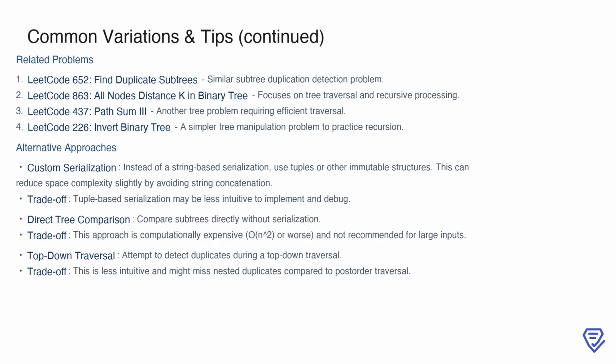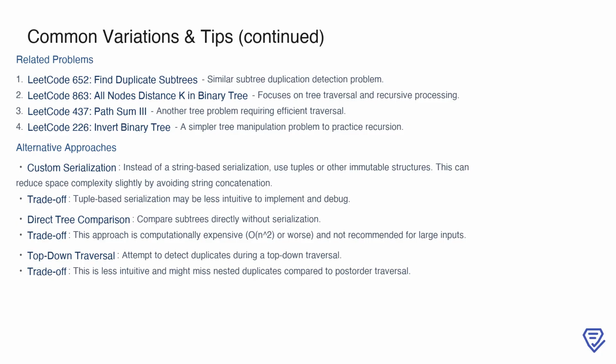Beyond problem variations, you might explore alternative approaches for solving this challenge. For instance, custom serialization using tuples instead of strings can slightly optimize space complexity by avoiding string concatenation. However, this approach may be less intuitive to implement and debug. Another option is direct tree comparison, but this method is computationally expensive and unsuitable for large datasets. Finally, top-down traversal could be attempted to detect duplicates earlier in the process, but it's less effective for handling nested duplicates compared to post-order traversal. Each of these methods has its trade-offs, so understanding their strengths and weaknesses can help you refine your problem-solving strategy further.